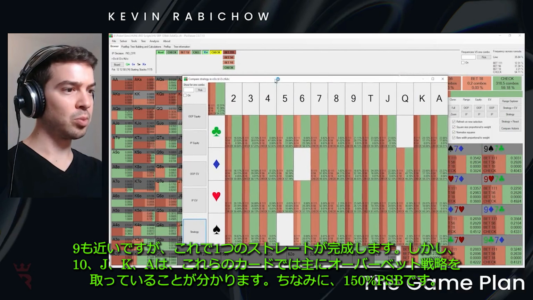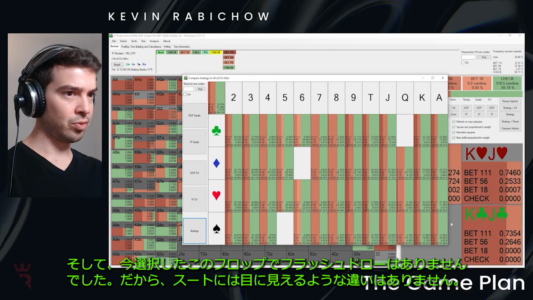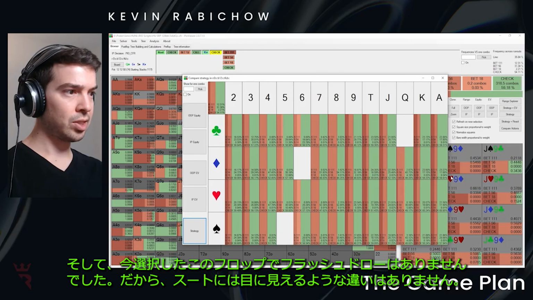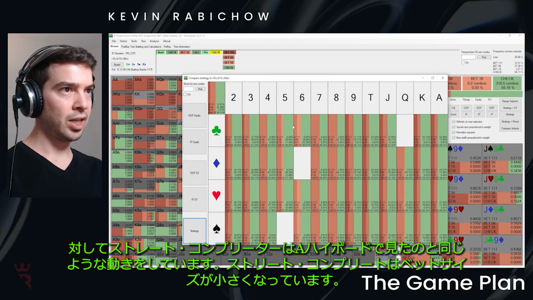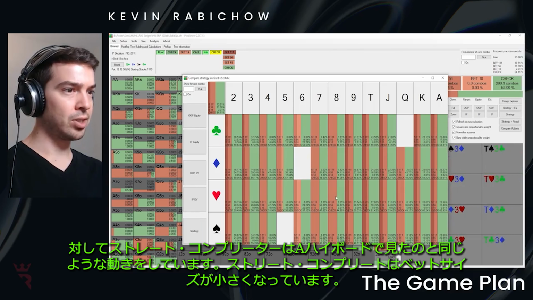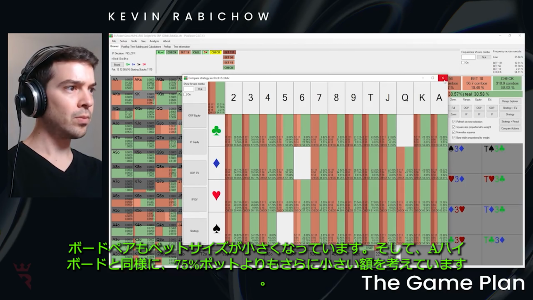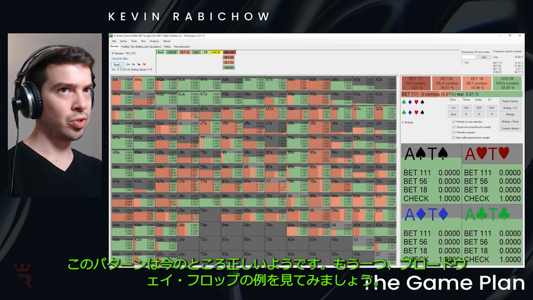So that's the 150% pot, by the way. And I didn't have a flush draw on this flop that I just selected, so there's no difference in the suits that I can see. Although the straight completers are acting very similarly to what we saw on the ace high board. The straight completers are getting a smaller bet size. Board pairs are also getting a smaller bet size. And similar to the ace high board, we're considering something even smaller than 75% pot. So that pattern seems to be holding true so far.